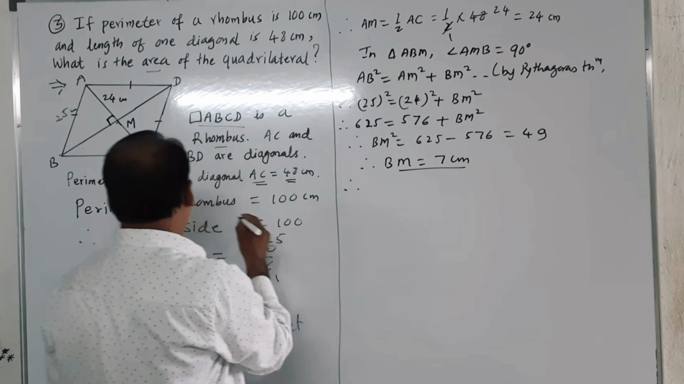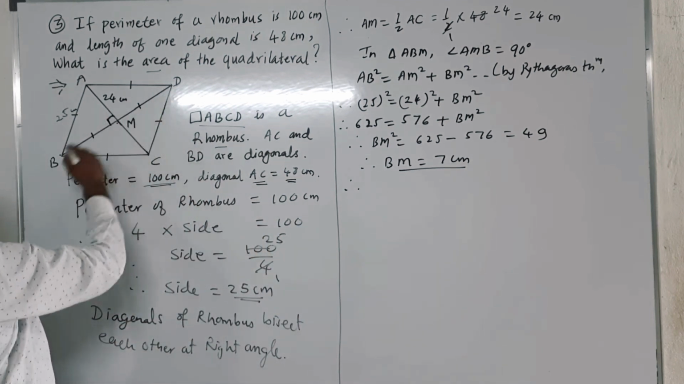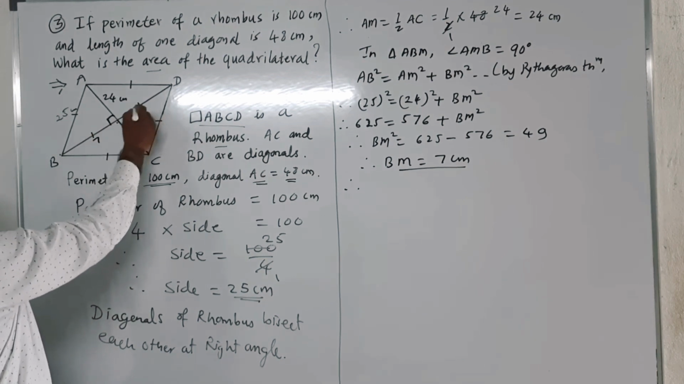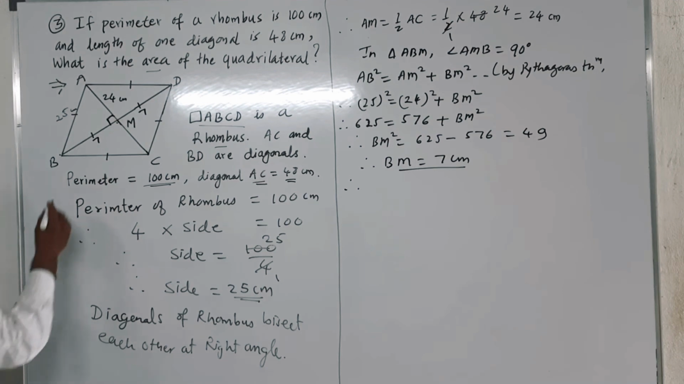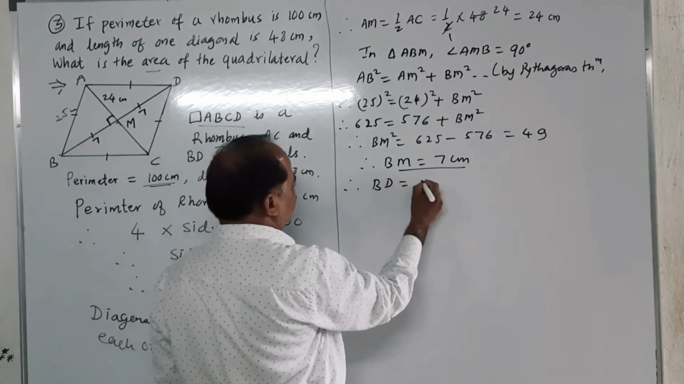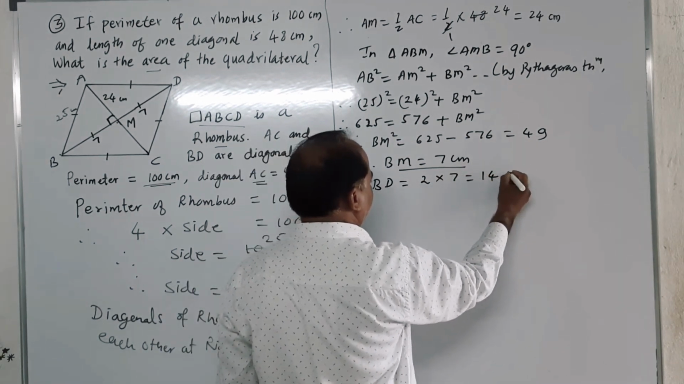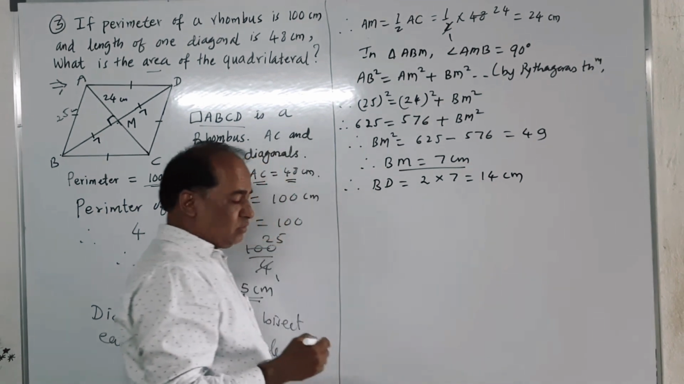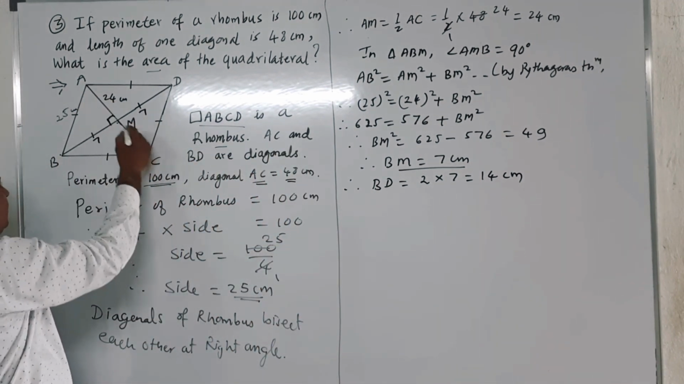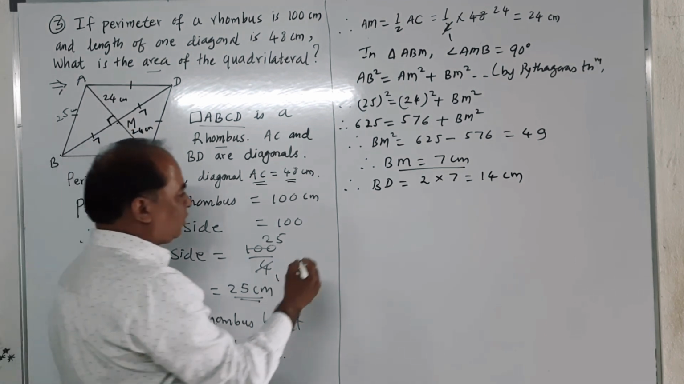Hence, the diagonals bisect each other. So BM is equal to MD. So BD is equal to twice BM. Here BM is 7, so MD is also 7. So BD is equal to 2 into 7, that is 14 centimeter. So the length of the other diagonal is 14, and the first diagonal, which is given, is 24 plus 24, 48.